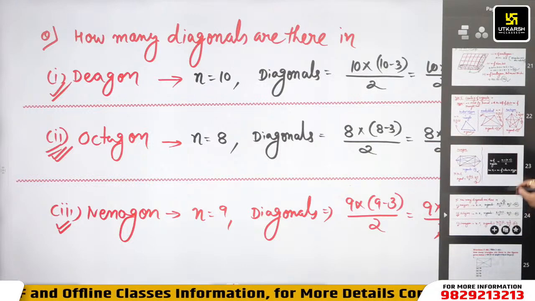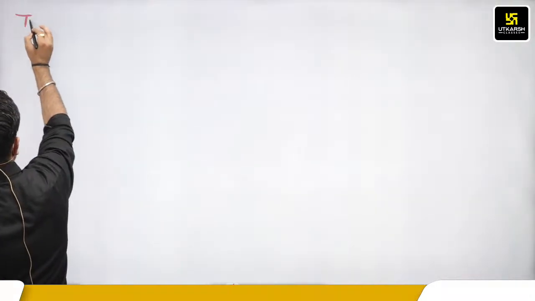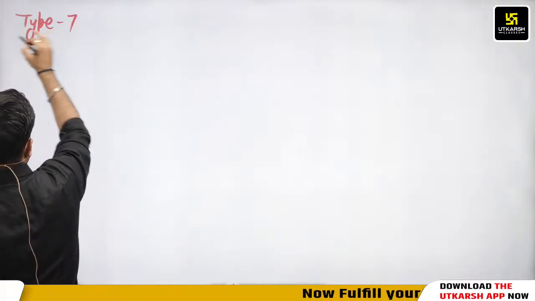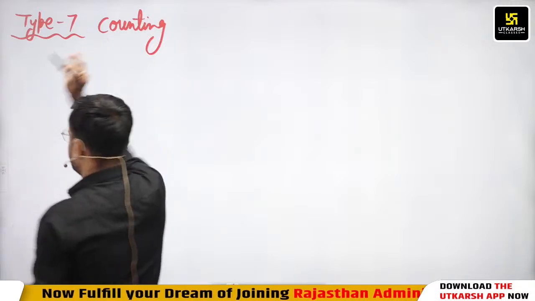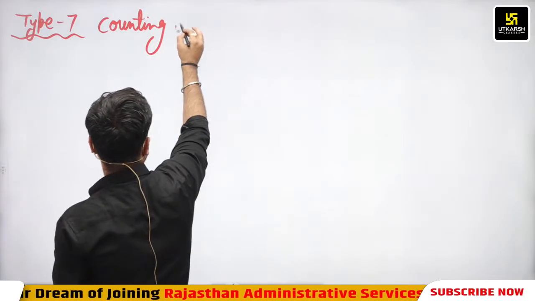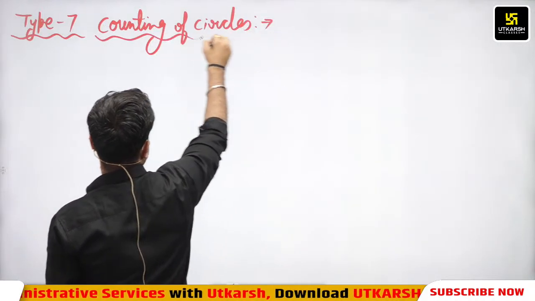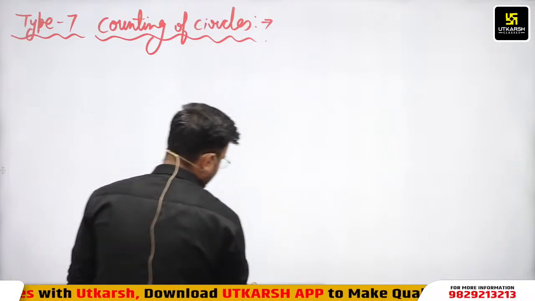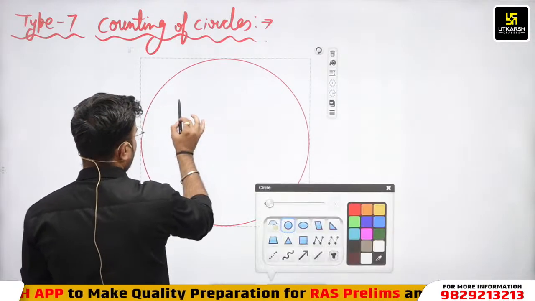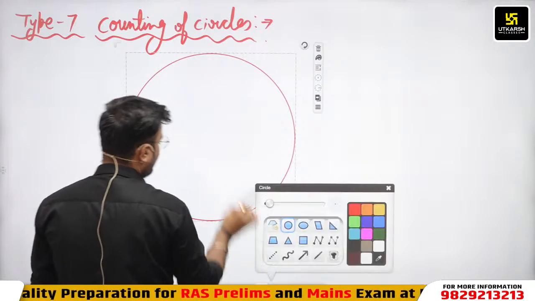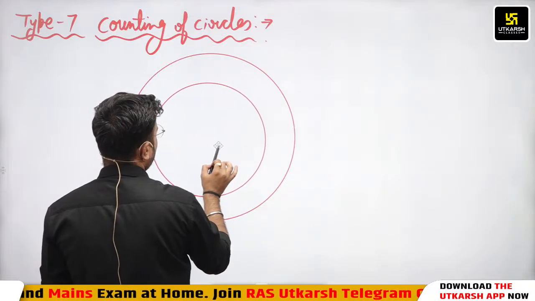Now moving forward to type 7, that is the simplest type, counting of circles. Usually not asked in exams. Counting of circles. So in counting of circles, as I told you, this is the simplest type and not asked in exams on a regular basis.